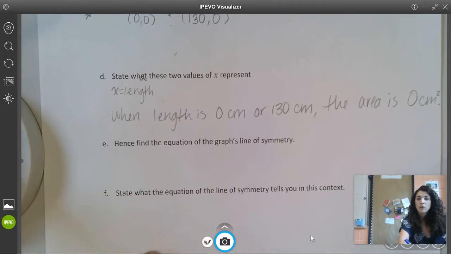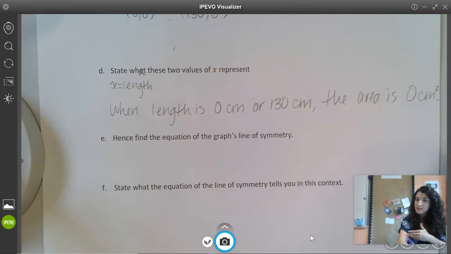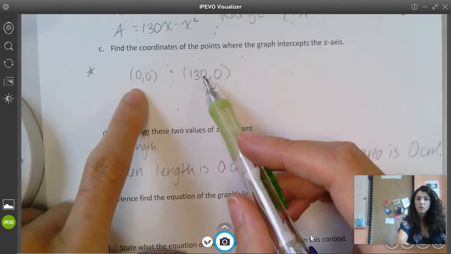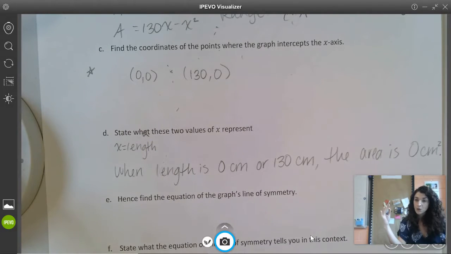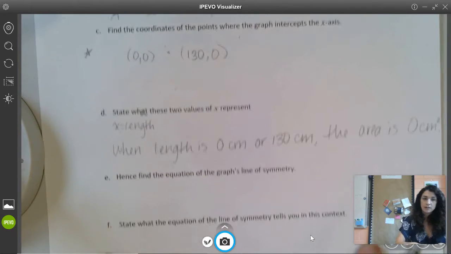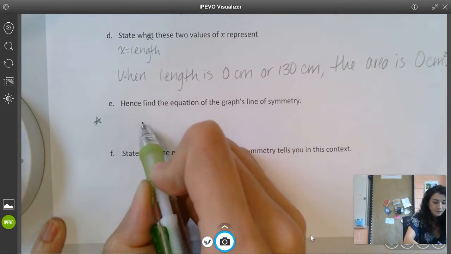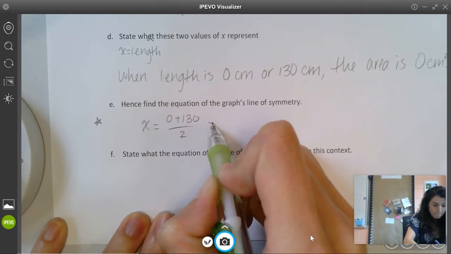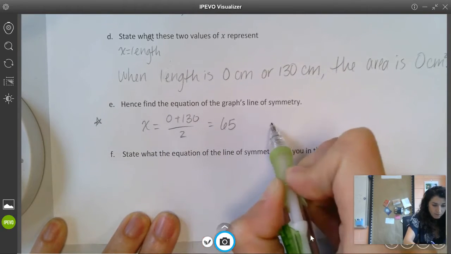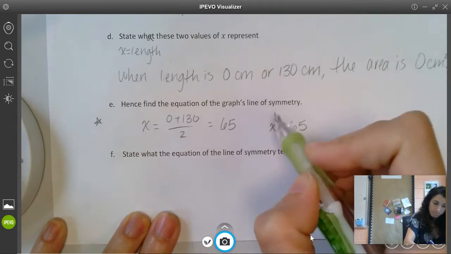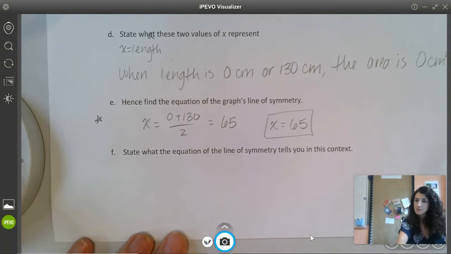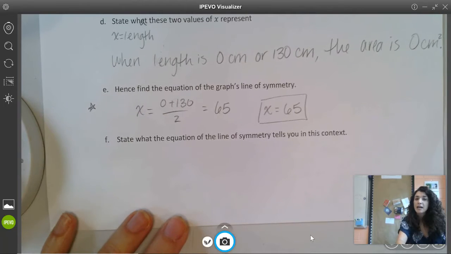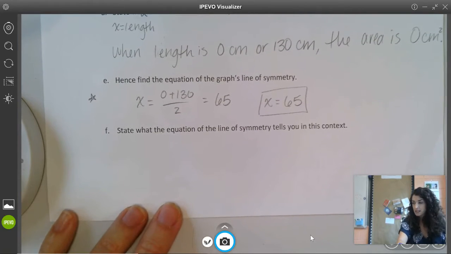Hence, find the equation of the graph's line of symmetry. This is your axis of symmetry stuff, right? We know that these 2 points are reflected across the axis of symmetry in their x values. So in order to find the axis of symmetry, we just need to find out what their average is. So go ahead and do that on your own. Just halfway between.